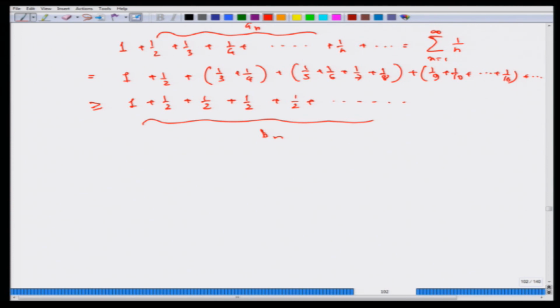Here rearrangement does not make a difference because these are all positive terms. So, here you see this term is bigger than half, this term is bigger than half, this term is bigger than half, and so you have a sequence which is showing that this sequence is divergent, and this actually should be equal to this sequence. So, this sequence itself is also divergent. So, that is a little application of those ideas.